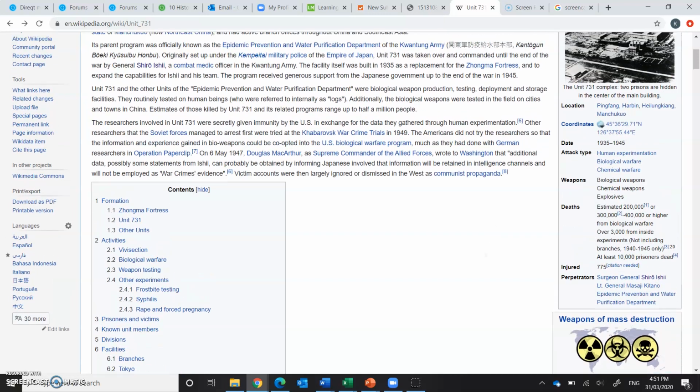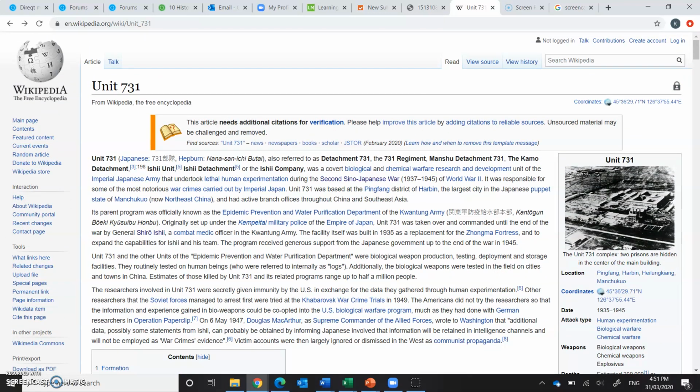In this case, for this example, I've used a Japanese unit that conducted various medical and biological experiments on Allied prisoners of war. That was simply called Unit 731. Now, for various reasons, the members of Unit 731 weren't prosecuted for their crimes at the end of World War II, but that doesn't necessarily mean they didn't do anything wrong. The reason they weren't prosecuted is that the Americans found it convenient to use some of their research for their own weapons programs, and that's a whole different kettle of fish.